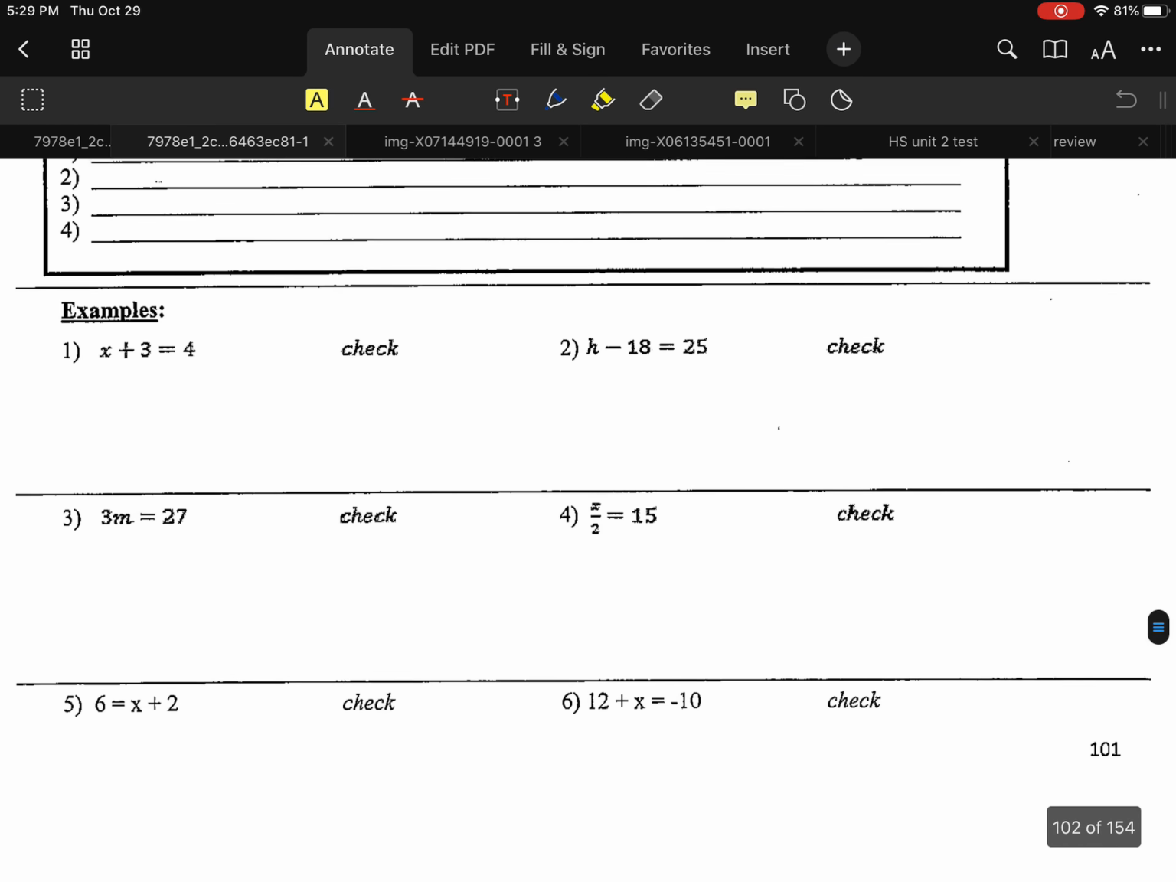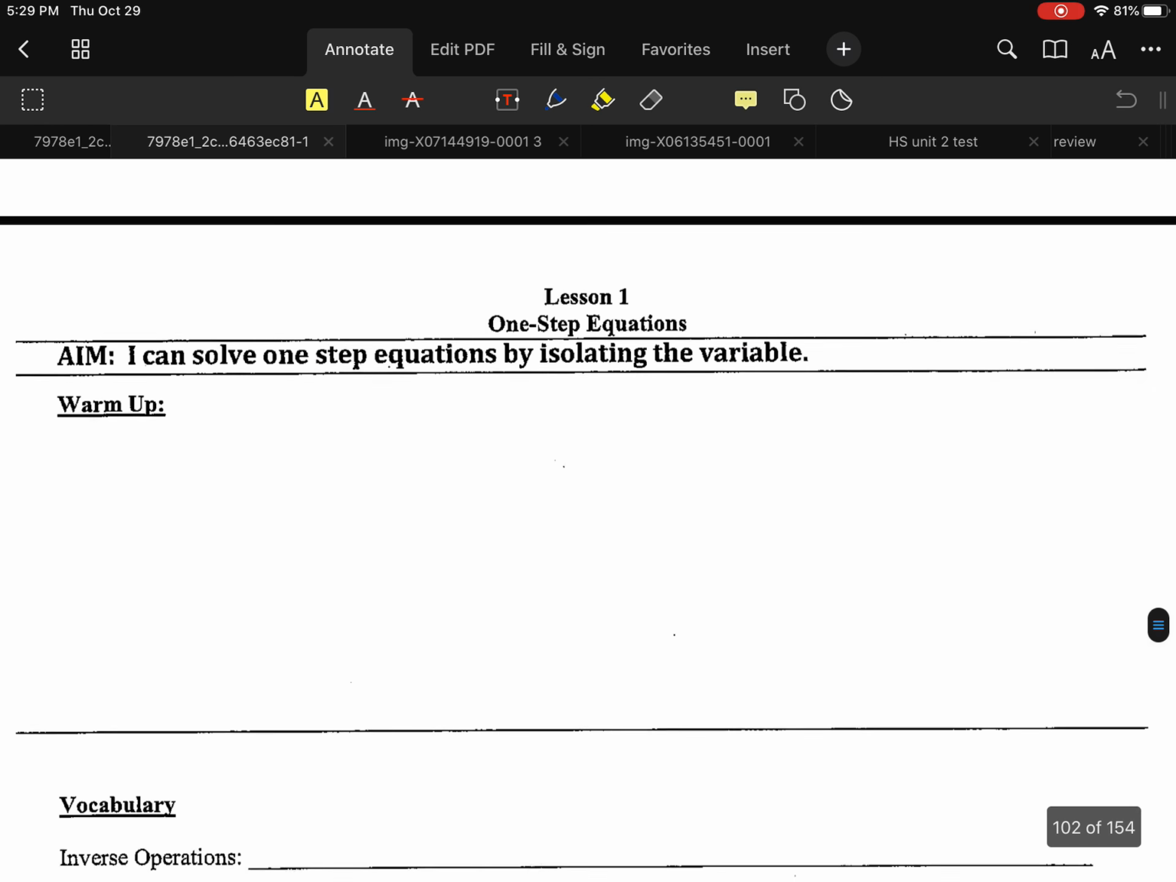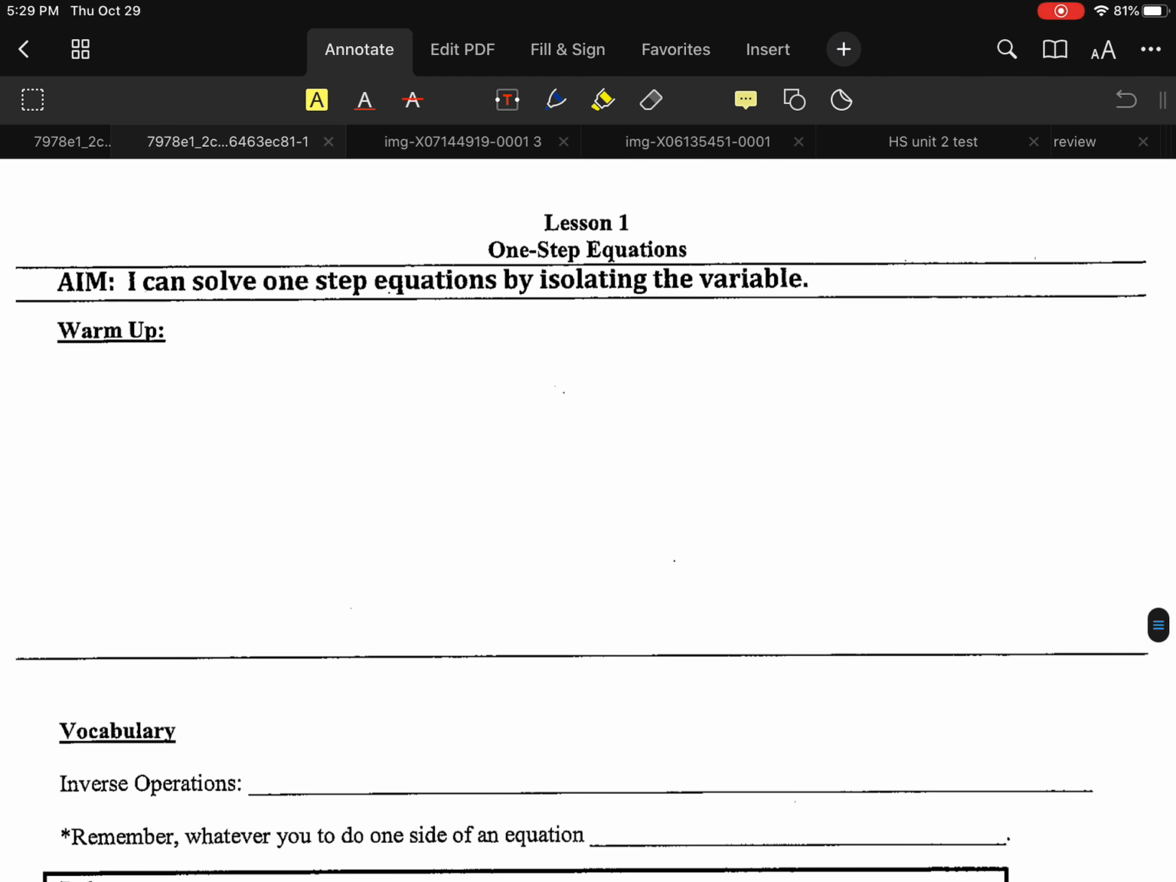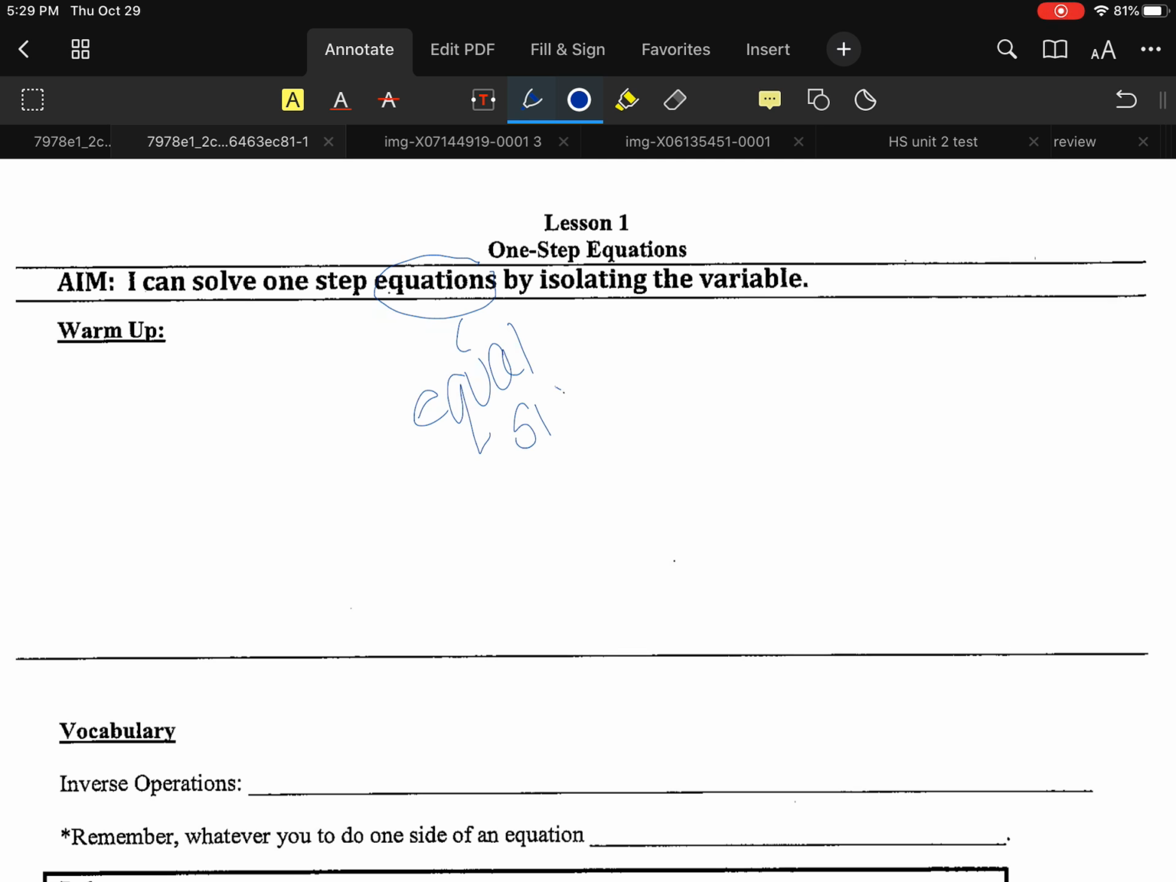So lesson 1 begins on page 101. We are starting the equations unit. It will look very similar to the unit we just did, but you will see that these now have equal signs. So I can solve one-step equations. I'm going to circle equations here, and I'm going to put equal signs. We are no longer just working with expressions. And these will be one step today. Then we'll do two-step and combining like terms, and then the distributive property. So we will be adding on an extra step every day.